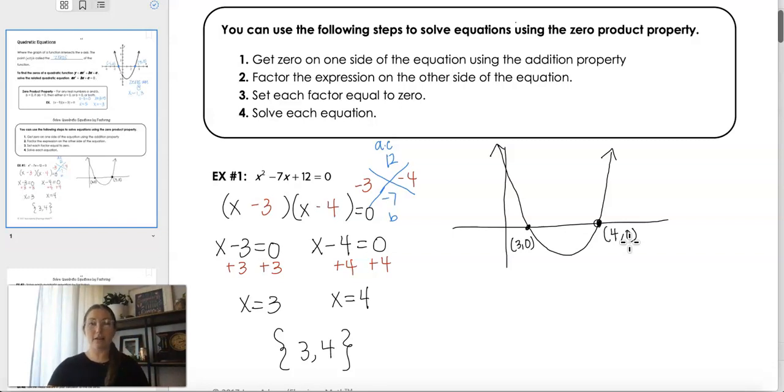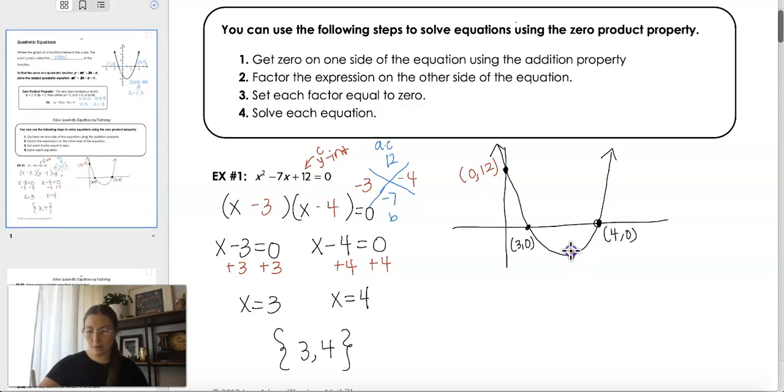All right, other things that we could see on this graph. I know what this is. My y-intercept is your c value. So this is your c value, which is also your y-intercept. So my y-intercept is going to be here at 0, 12.